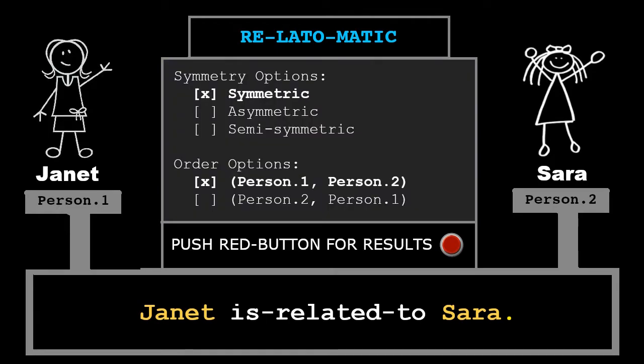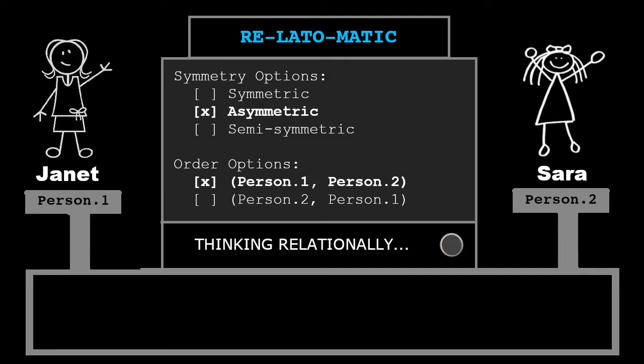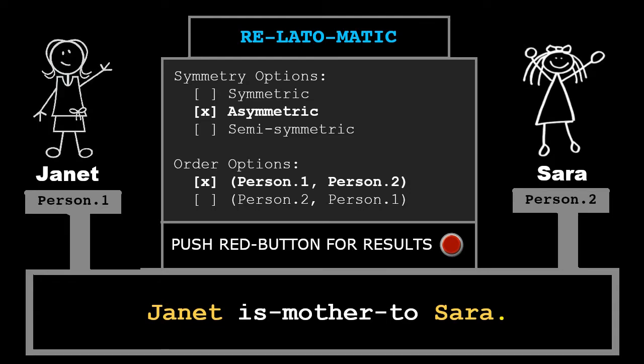Nice. This is what we are looking for. I see 3 symmetry options. Presently we are set for symmetrical. Let's change that to asymmetrical. Press the red button and see what the machine says. Janet is mother to Sara. Cool. Now we know that Janet is Sara's mother.